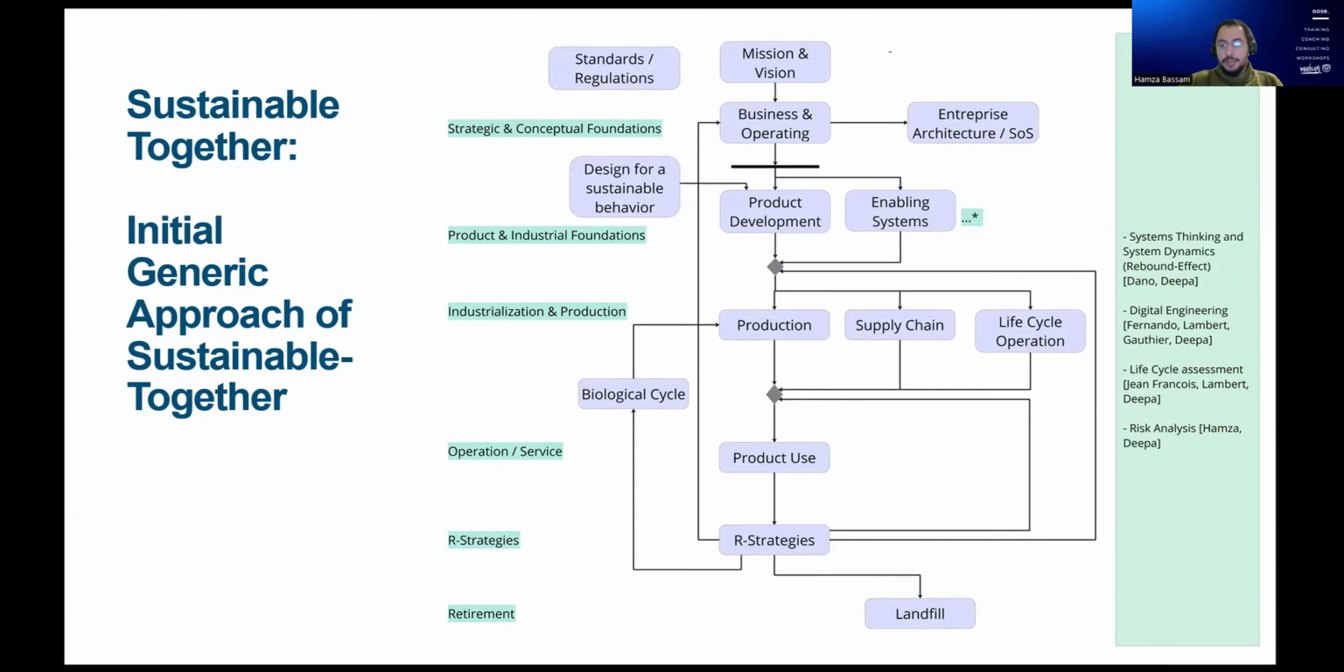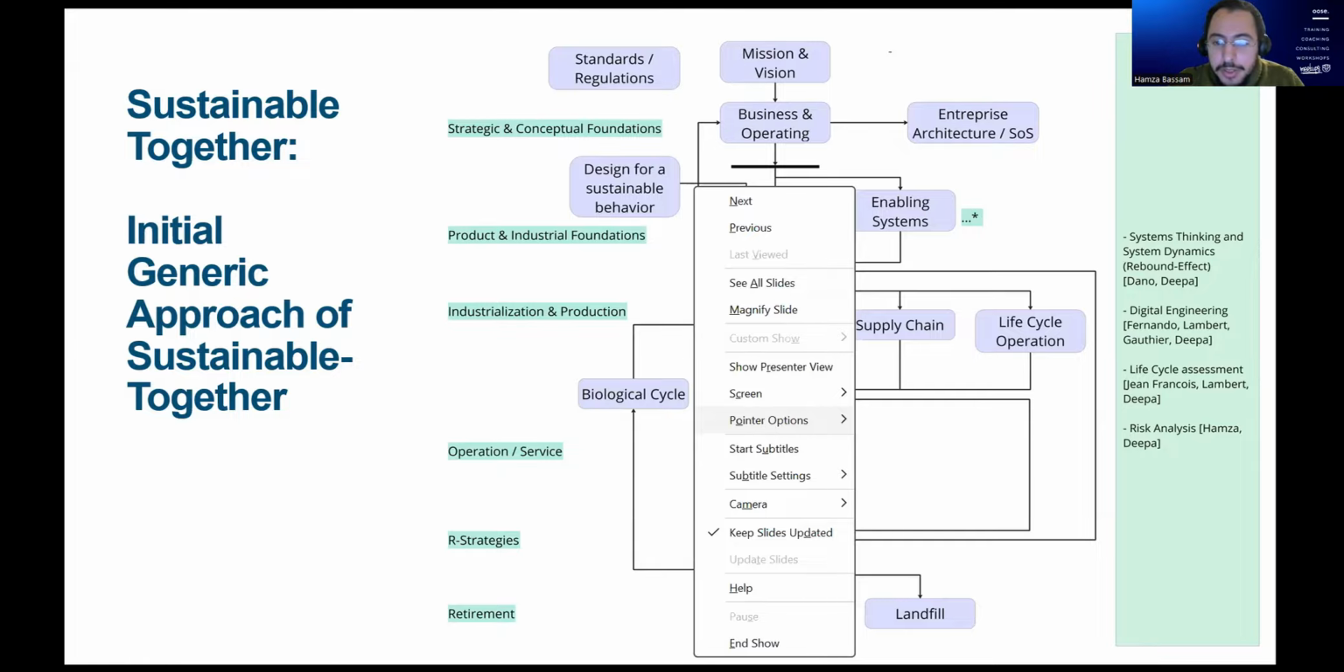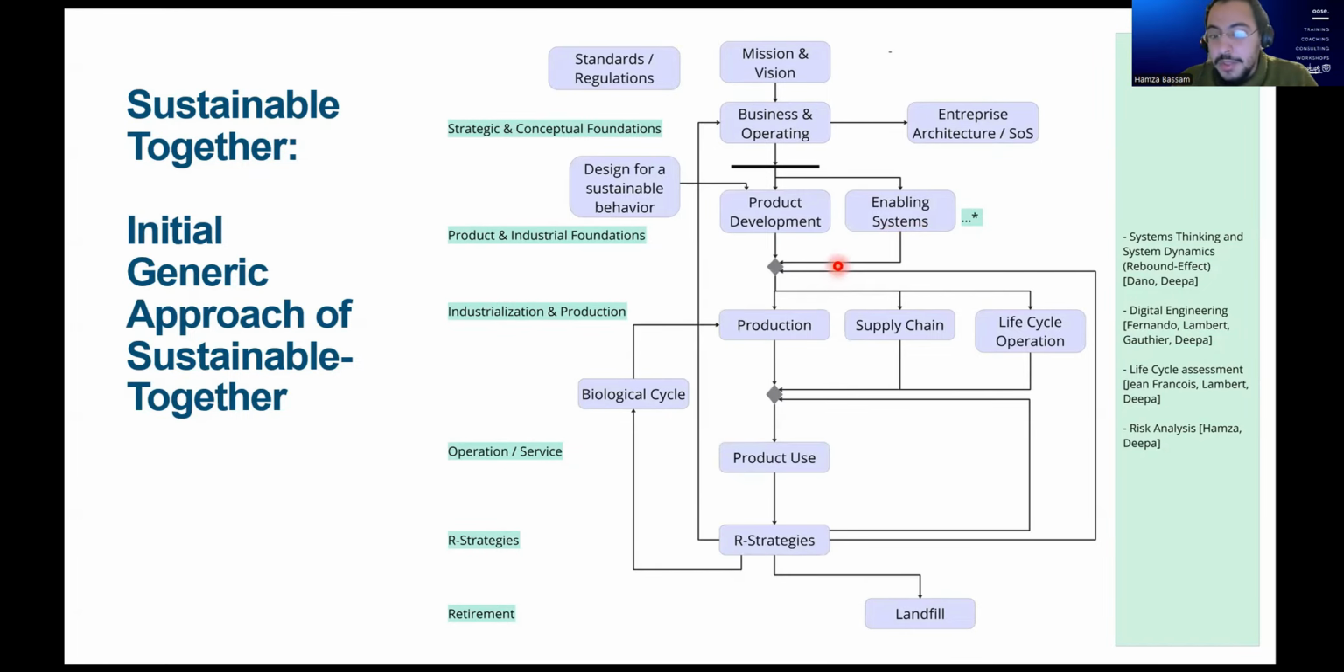And yeah, then you need to consider the enabling systems. And let me get the pointer. So you need to consider the enabling systems and then the life cycle stages, and then comes the use stage, and then the circular economy strategies. And these are all like the technical cycle, and we're also looking at the biological cycle. And there are some topics that are throughout the life cycle, like systems thinking, digital engineering, life cycle assessments, and all these assessment things, and risk analysis.